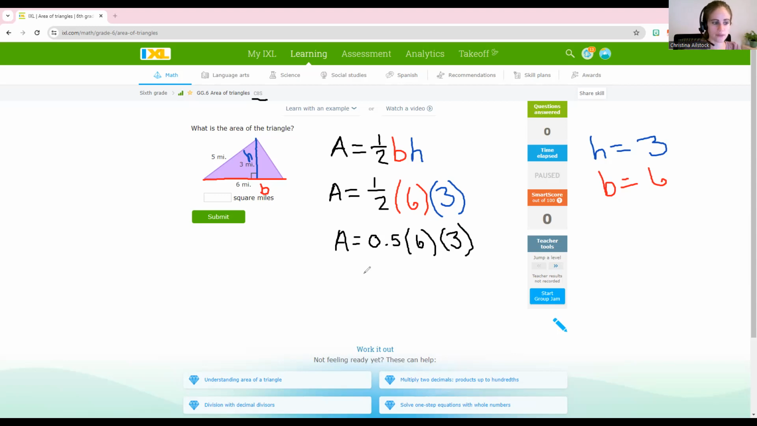We get an answer of 9 square miles. And they already have the label here for us, so we simply just need the 9. Our area of this triangle is 9 square miles.